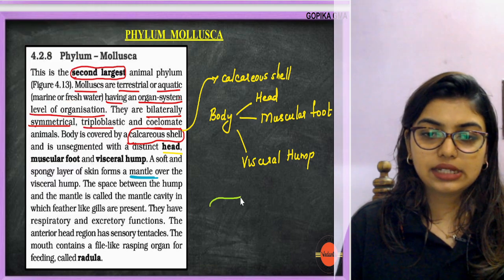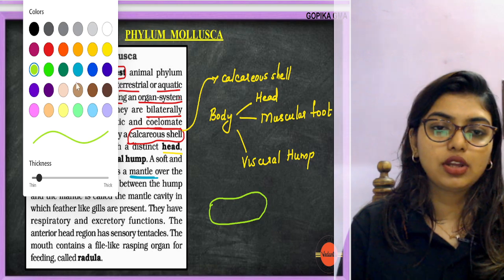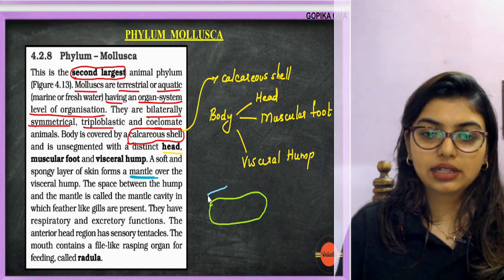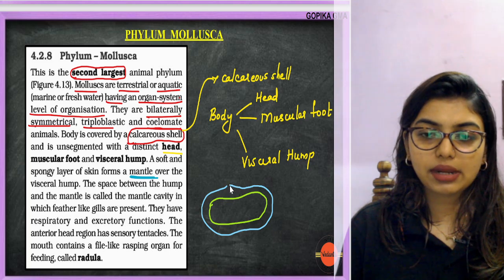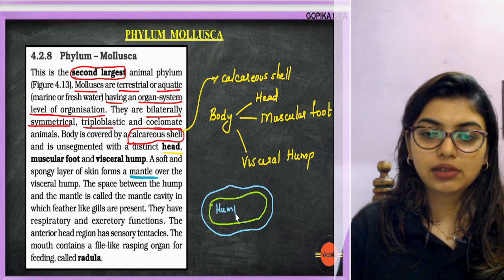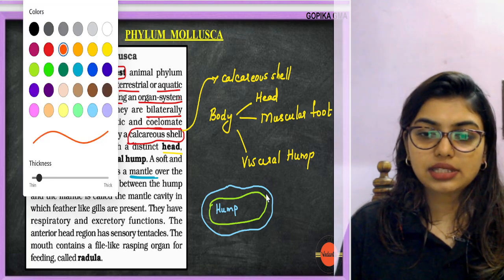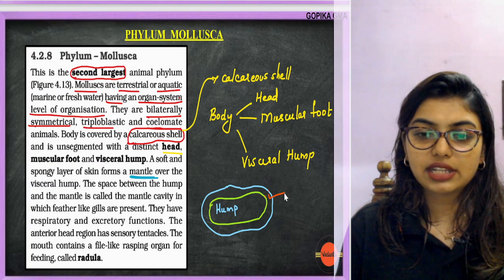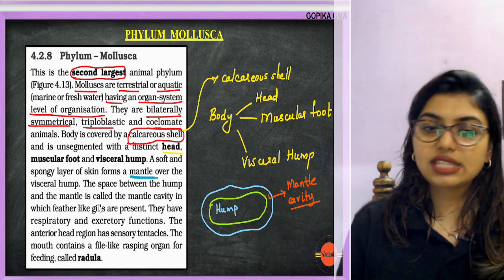Let's say this is the visceral hump. On top of that, we have the mantle. Between the mantle and the hump, there is a portion that will be called the cavity, the mantle cavity. Always remember, spaces will be called cavities in our body, right?